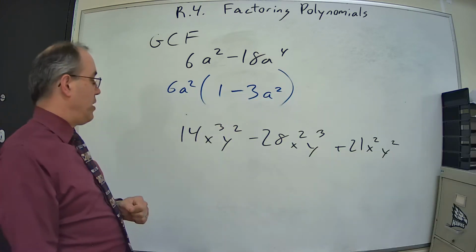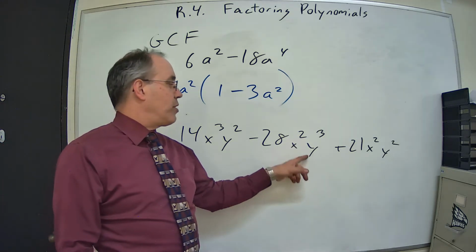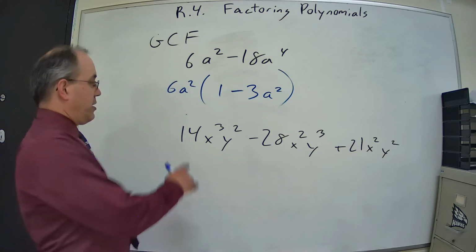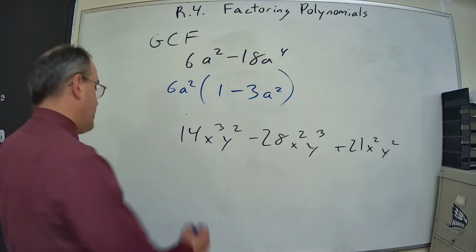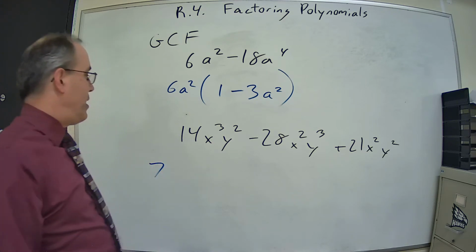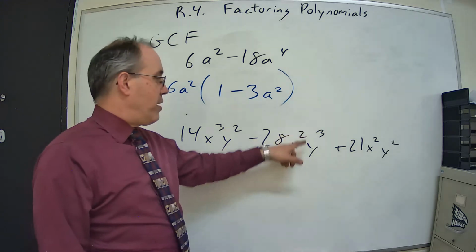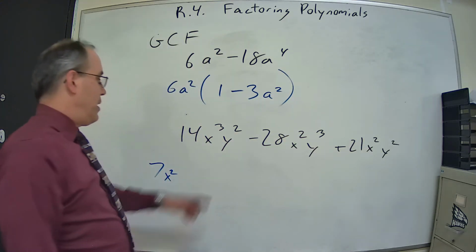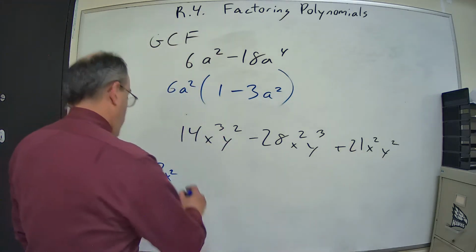So let's look at another one. 14x cubed y squared minus 28x squared y cubed plus 21x squared y squared. So I see 14, 28, and 21. I see those are all divisible by 7. So I'm going to pull that out. I see x cubed, x squared, so I can pull out x squared. I see y squared, y cubed, y squared. I can pull out y squared.